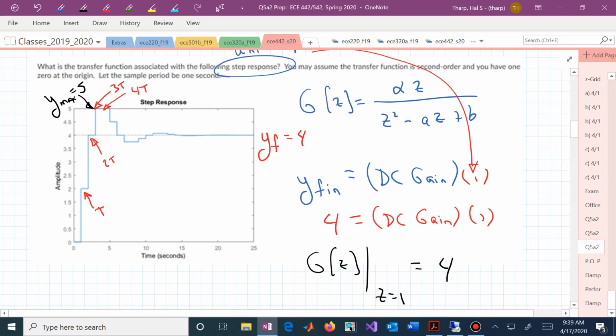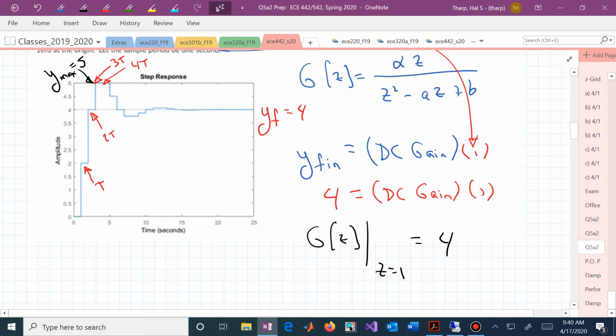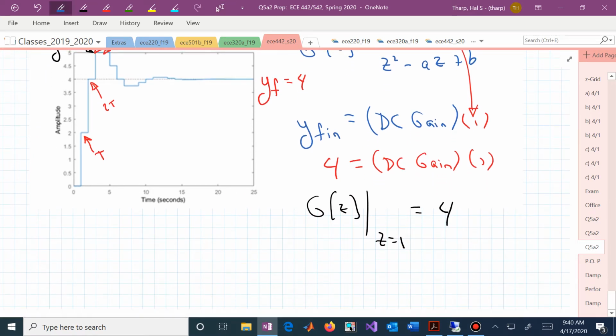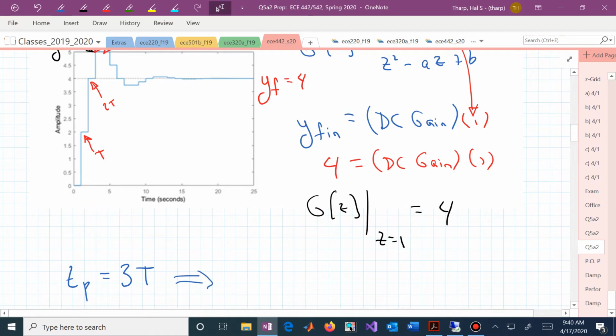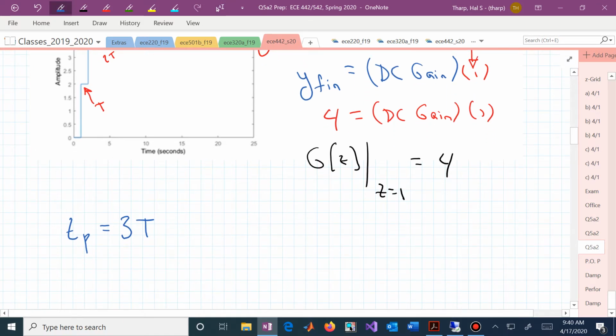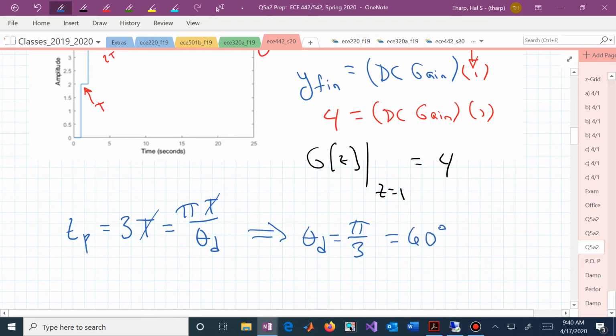So now if we assume our time to peak is 3, which I did in reworking this, 3T. Now, comparing that to what we know it equals in terms of theta sub d, that's pi T over theta sub d, we can now solve that for theta sub d. The T's cancel, and theta sub d is pi over 3 in radians, or 60 degrees, depending on how you set up your calculator in angular units.